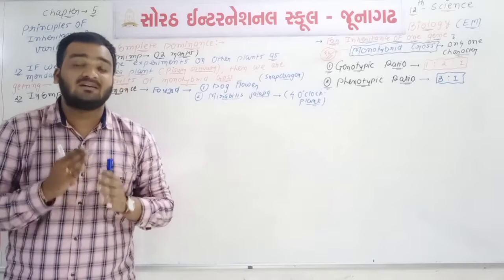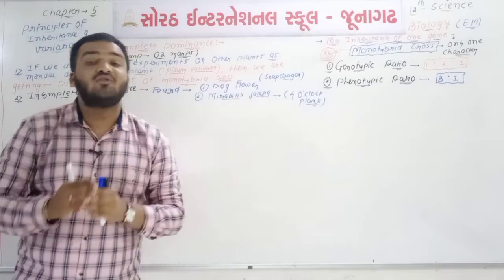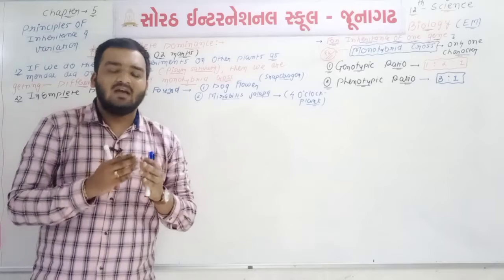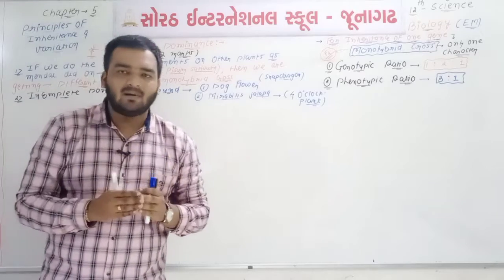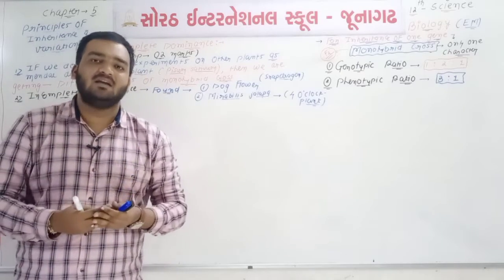Now if we do the same experiment, a monohybrid cross, but we will not take a pea plant, we are taking a different plant. We are using a different plant, but the method will be the same.